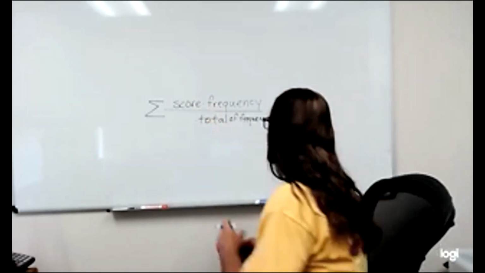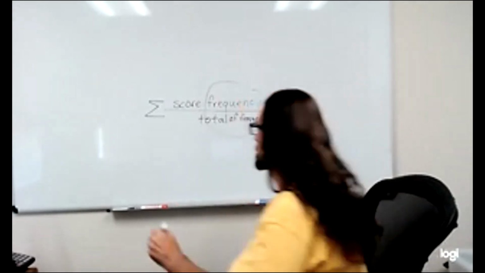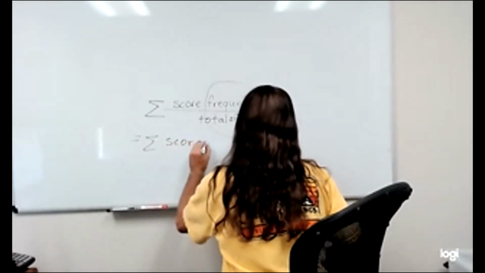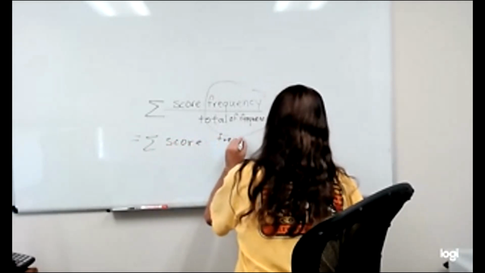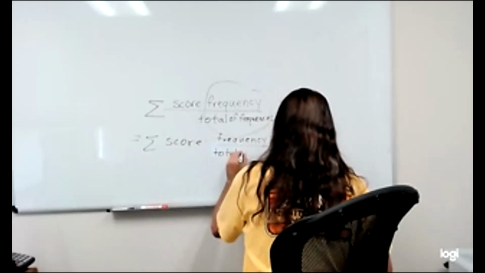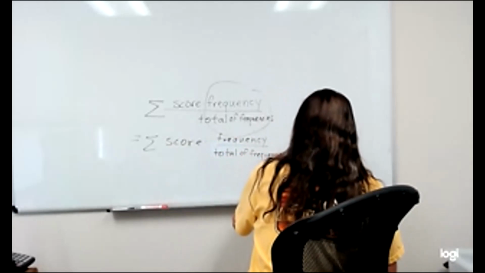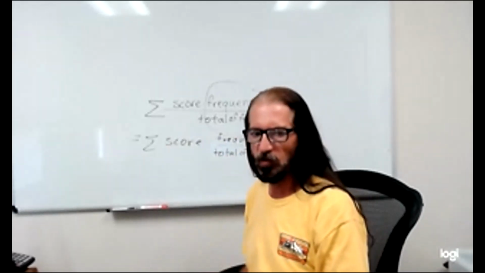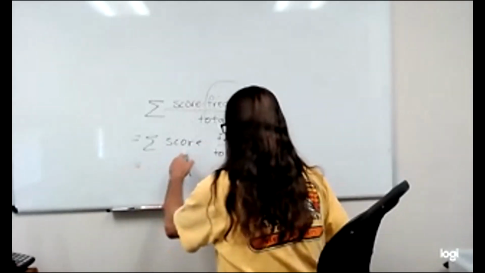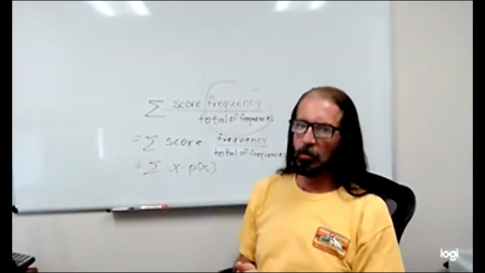Well, if I put it this way instead, frequency over total of frequencies, that would be giving us a relative frequency, and so an experimental probability. So x times p of x, take the sum of all of that.